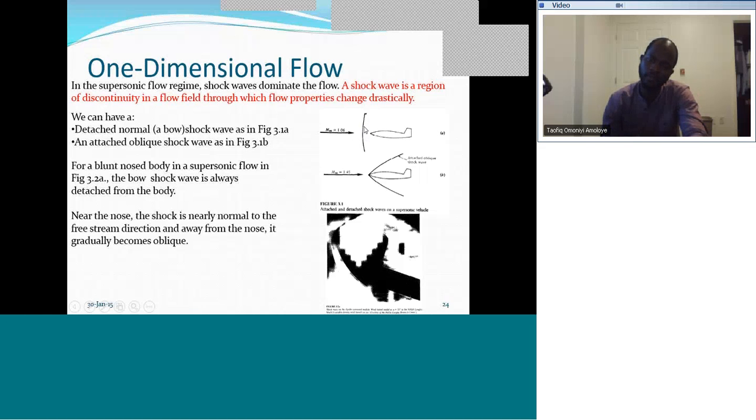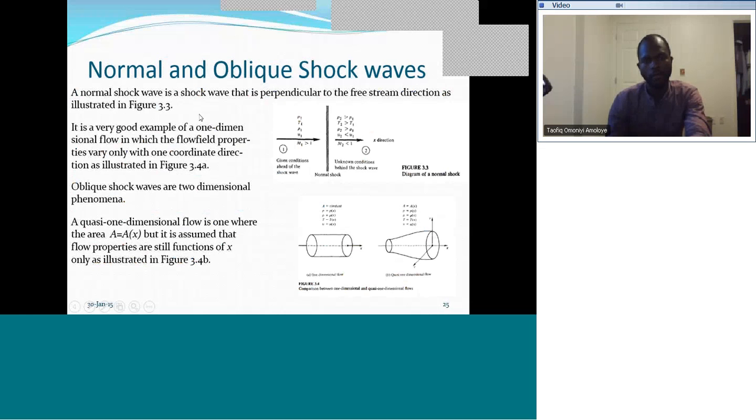A normal shock wave is, of course, like I said, perpendicular to the fluid stream direction, as illustrated in figure 3.3. The flow through the normal shock wave reduces the velocity of the flow. That means if the flow goes from station one here to station two, through a normal shock wave, then the Mach number would have reduced to below one. That is, it goes from supersonic to subsonic. Of course, the velocity will have reduced, but then the density will have increased, the temperature will have increased, and then the pressure will have increased.